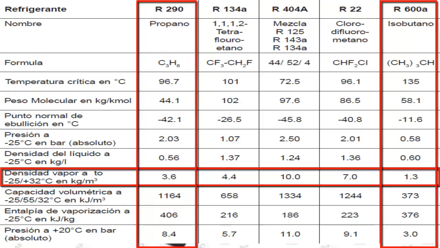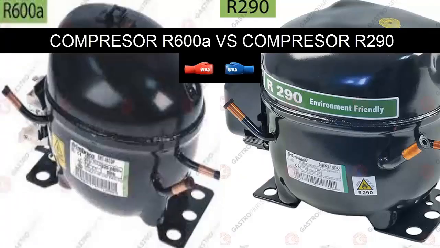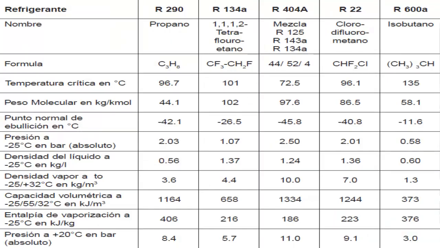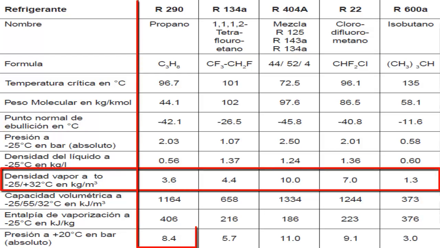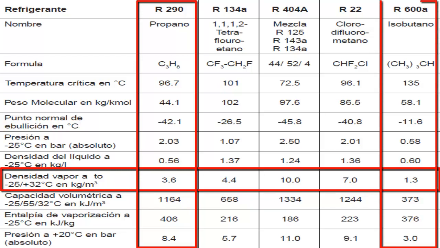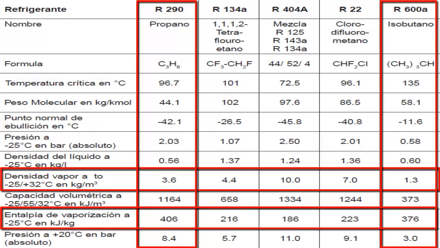Although R290 is slightly more potent in terms of cooling compared to R600a, the greater amount of grams passing through the R290 compressor is the aspect that makes the biggest difference between the two gases. In contrast, R600a is less dense, resulting in a lower flow of grams through the compressor. A compressor using R600a handles fewer grams of gas per unit volume compared to the R290 compressor.